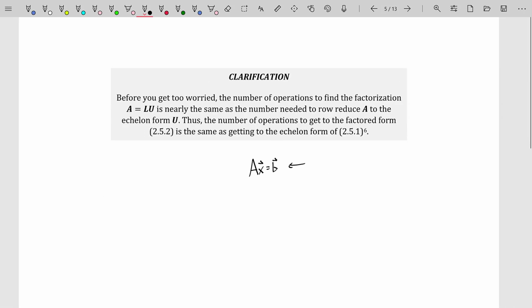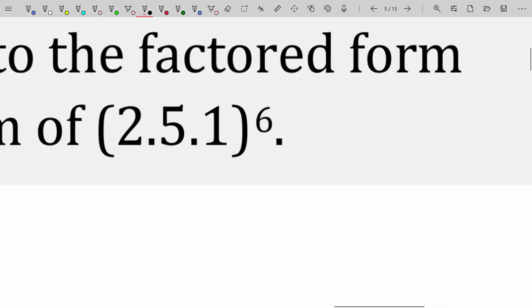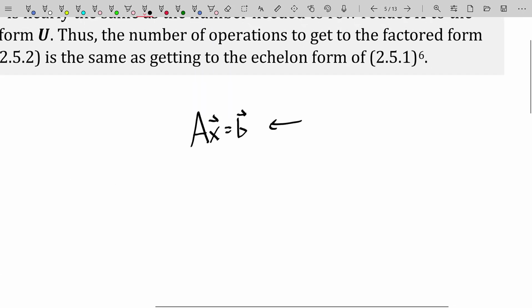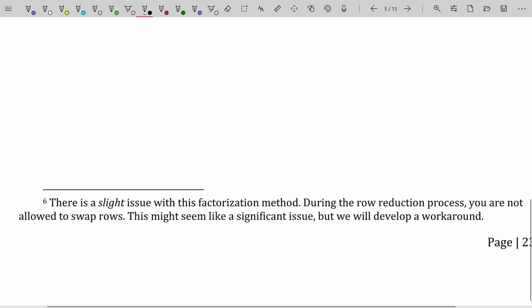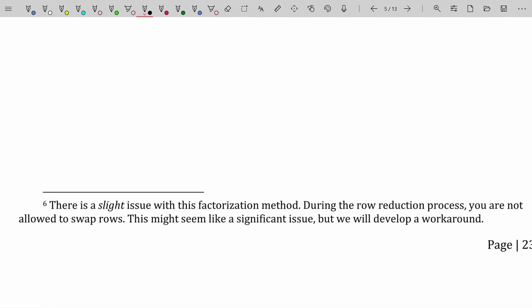Now, something I need to state, and you can see I have a little footnote right there. So let's go ahead and look at my footnote down at the bottom here. There is a slight issue with the LU factorization method. During the row reduction process, you will not be allowed to swap rows. There is a way around it, but I wouldn't recommend it.